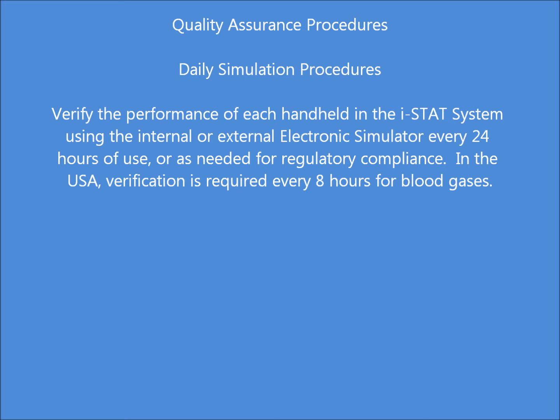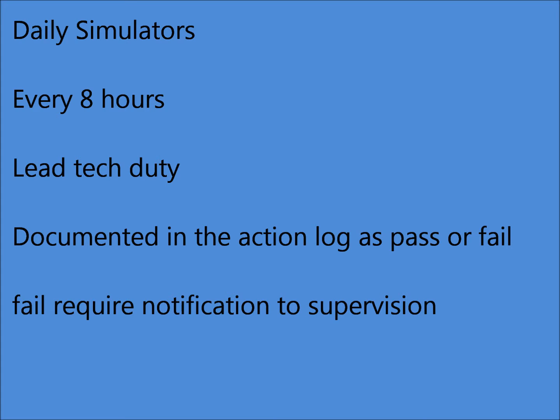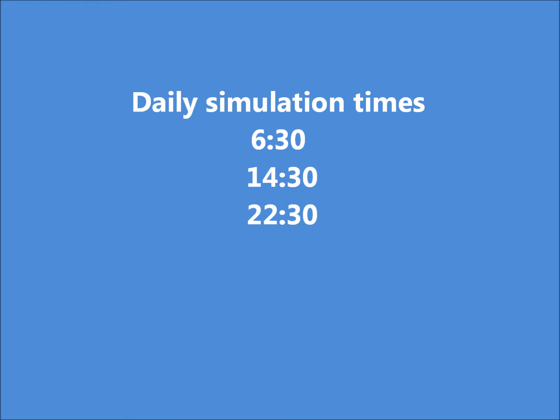Next item of discussion is quality assurance. We are required by law to perform quality assurance procedures to ensure the accuracy of the testing device. The daily simulation, which is a lead tech duty, is performed every 8 hours, and the results must be documented in the action log. Failed results require immediate notification of the supervisor. Daily simulation times are set for 6 a.m., 2 p.m., and 10:30 p.m.